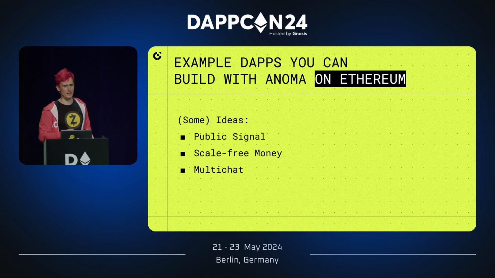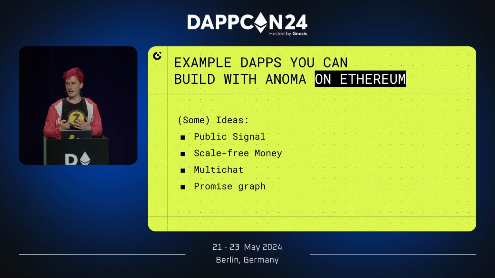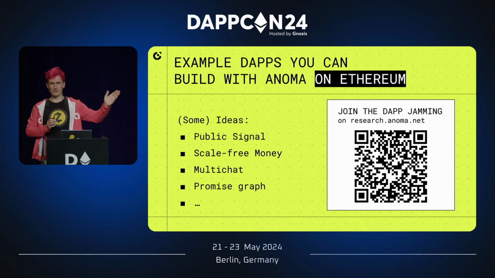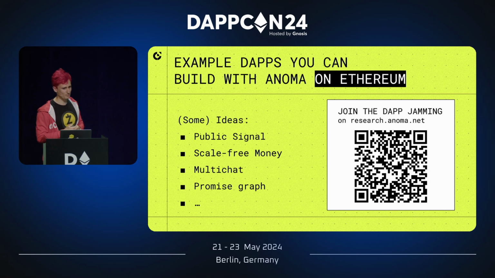Multi-chat: it's effectively a privacy-preserving version of Slack. And a promise graph system: it's how organizations can structure themselves around the actual work being done rather than a high-level design for what the organizational structure should look like. Yeah, if you like any of this, please scan the QR code. There's a bunch of ongoing discussions here for what kind of applications are possible in this new architecture.